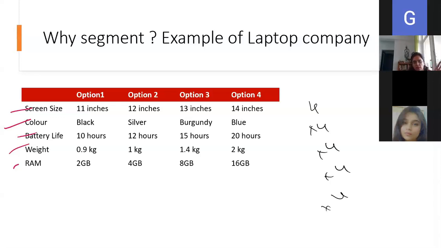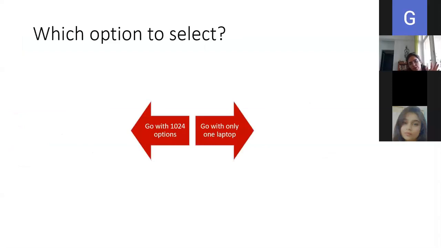Four screen sizes, 4 colors, 4 battery lives, 4 weights, 4 RAMs. So that's 1024 options, 1024 different laptops: 4 multiplied by 4 by 4 by 4. So which option to select? Either I sell only one laptop, or I make 1024 options of laptops. Which one should I select? There are 1024 options to select from if not going with segmentation.